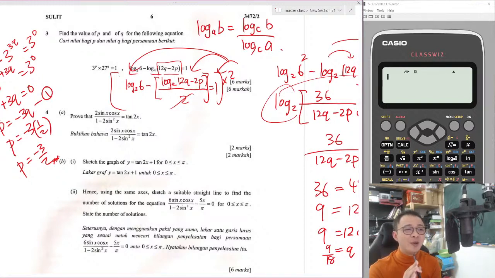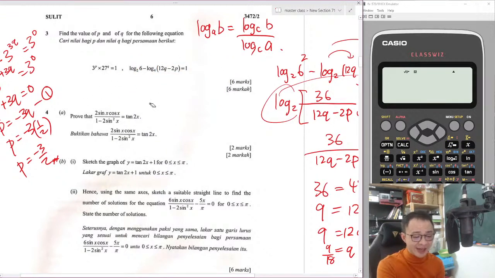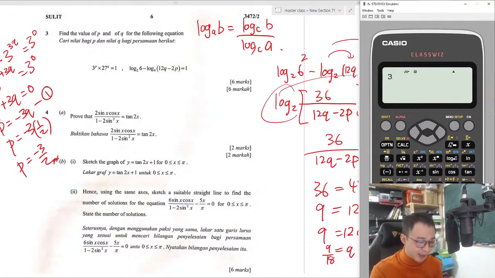if I want to check whether my answer is correct or wrong, I can always do like this. My p is negative 3 over 2, right? Power negative 3 over 2, multiply, one more time, multiply 27 to the power of q, which is the power of 1 over 2. See, if I press equal and I don't get 1, it basically means my answer is wrong. But if I get 1, it basically means my answer for P and Q is correct.